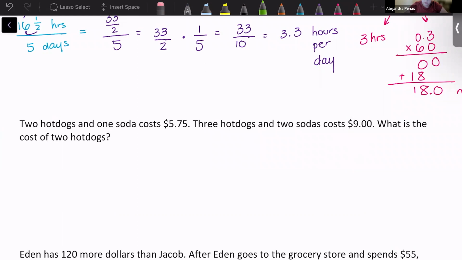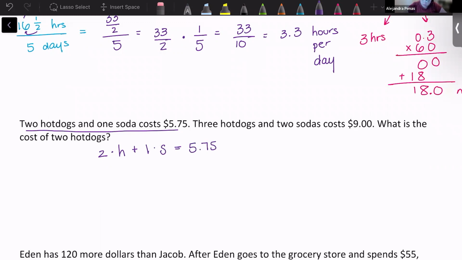Okay, I think this is an algebra word problem because I'm feeling like maybe we can set up some kind of equation here. So I'm going to set up 2 equations. I'm going to set up an equation for this one, which would be 2 times the price of hot dogs plus 1 times the price of a soda equals 5.75.